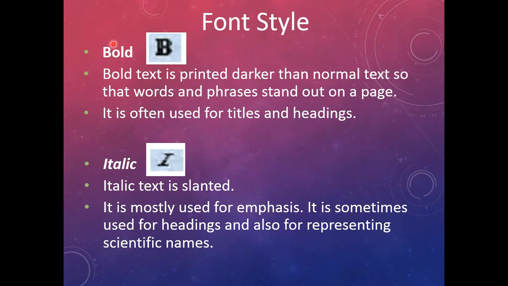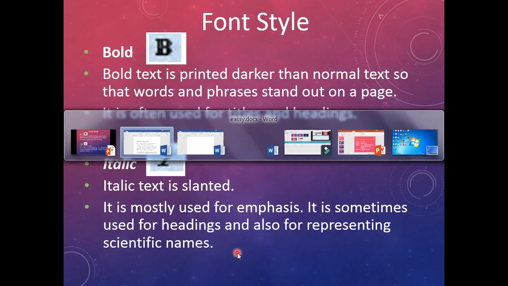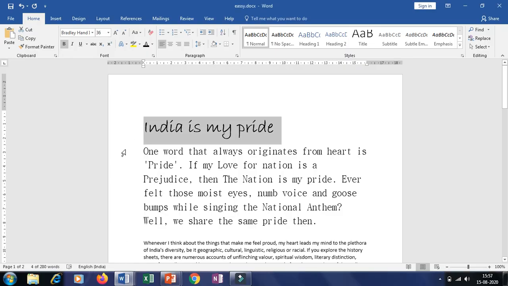Okay, the next is italic. Italic text is slanted, a little bit slanted. It is mostly used for emphasis. It is sometimes used for headings and also for representing scientific names. For scientific names, or if you want to highlight something by making it slightly slanted, you can use that italic option.